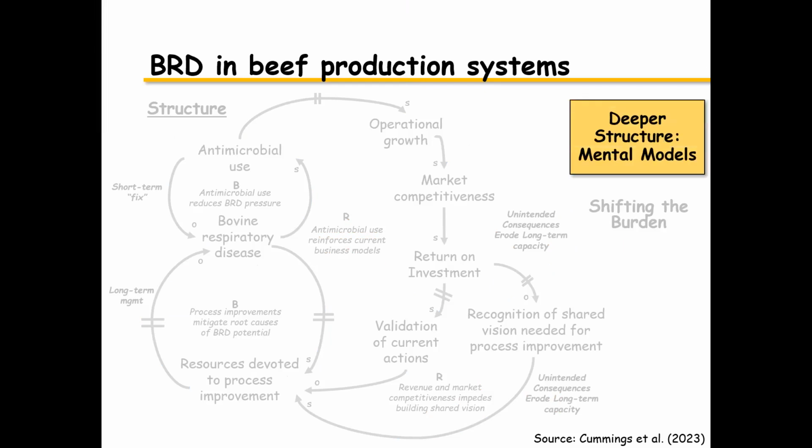Even deeper than that, I'm just telling you kind of the story here. Even deeper than that are the mental models that drive those decisions and behaviors. So what are some mental models that underlie some of these decisions here? With antimicrobial use, it's fast, it's convenient, it doesn't disrupt my production system. I can easily integrate that. It's already part of my process. So we can handle that, no problem.